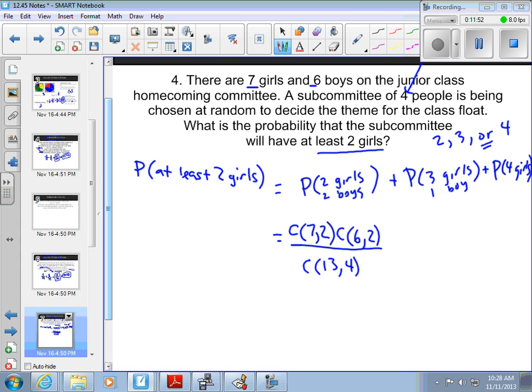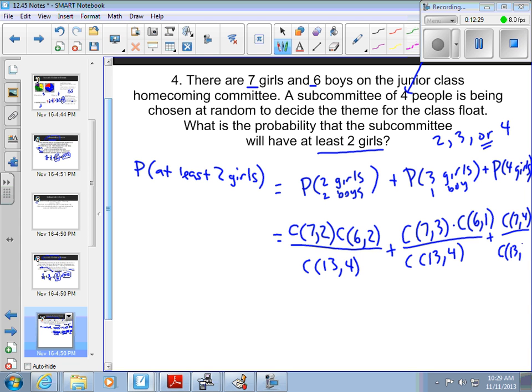Okay, now we've got to do the same thing with the next one. What's this next probability going to be? What's the chance of choosing 3 out of 7 girls? And what are the ways we can choose 1 out of 6 boys? Over, again, the ways of choosing 4 people out of 13. The last one, what's the probability of choosing 4 girls? So that would be 7 girls choosing 4. We don't have to put anything with boys on this one because it'd be all girls. And then, again, out of 13 people choosing 4.